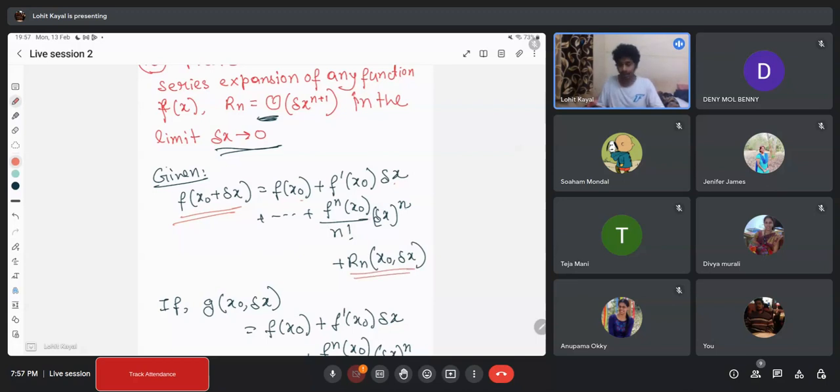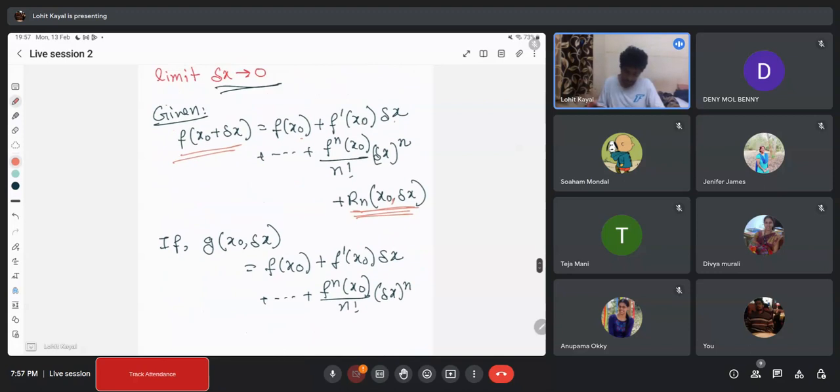So why x naught and delta x? Because in all these terms x naught is present and delta x is also present. So I have given the expression of Rn. So Rn is some unknown function which is a function of x naught and delta x.